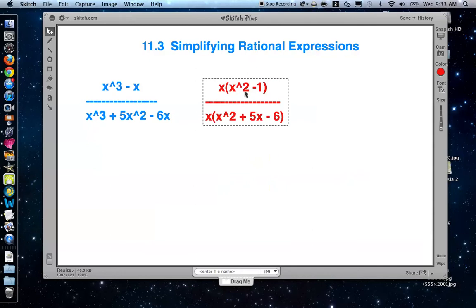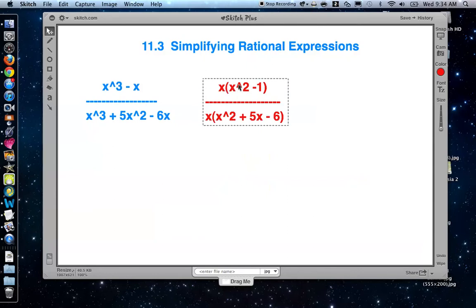x times x squared minus 1 on top. We factor out this x because they each have an x. We factor an x out of these three terms, and we have x times x squared plus 5x minus 6. We're getting there. We could probably cancel out these single x's if we wanted to. We'll come back to that in a minute.